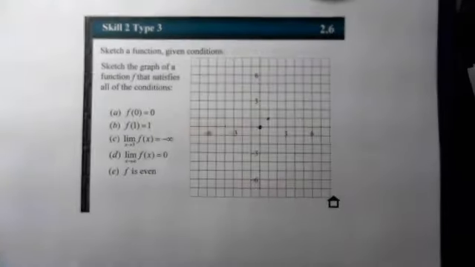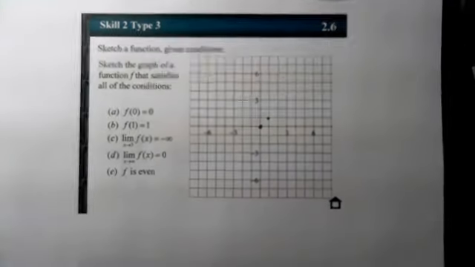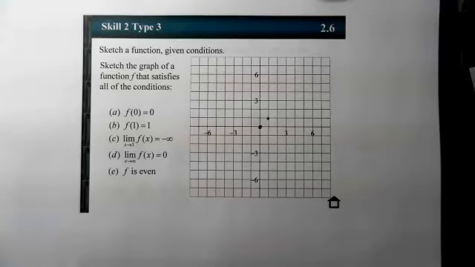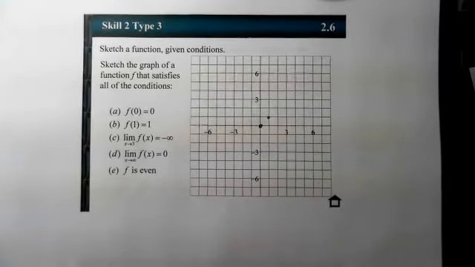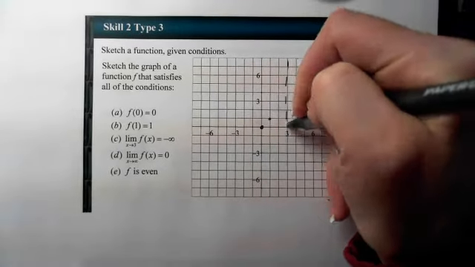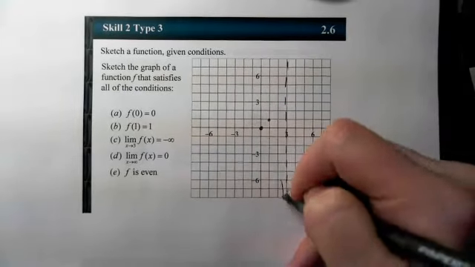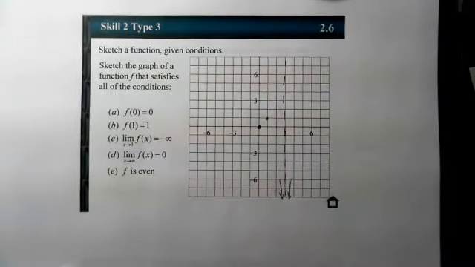The third statement says, as x approaches 3 from both sides, I have an output that's getting smaller and smaller and smaller. So that means we've got a vertical asymptote at x equals 3, and I'm approaching negative infinity from both sides.